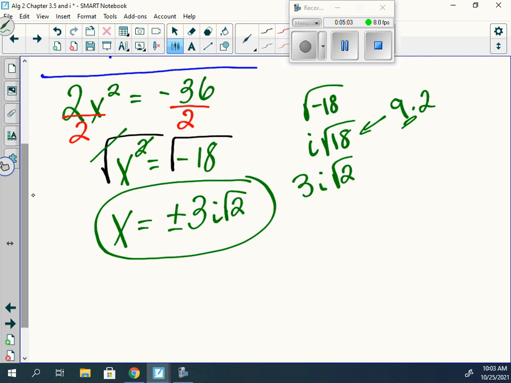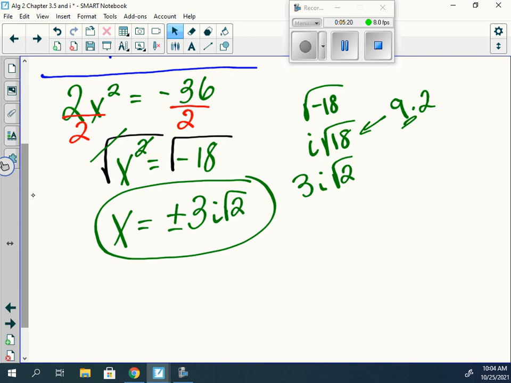Now the yellow calculators, the TI-30XS, will do the square root of 18, and it'll tell you that it's 3 square root of 2. It will simplify those for us. And we do always need the plus or minus when we square root both sides.